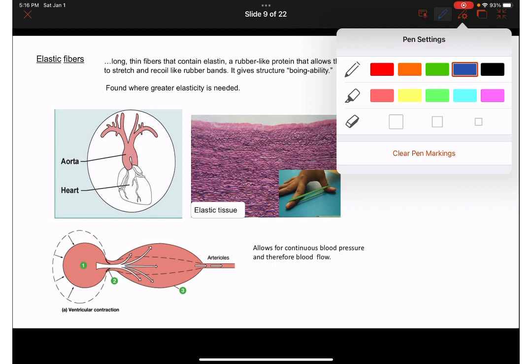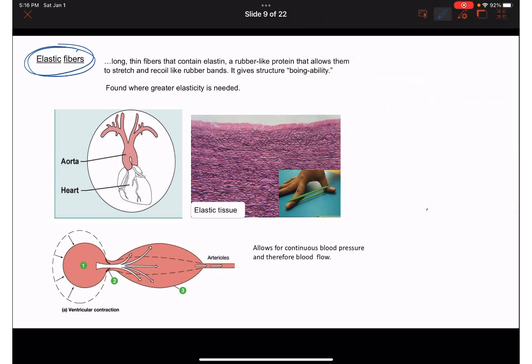Another type of extracellular protein fiber are elastic fibers. And elastic fibers are long, thin fibers that contain elastin. And this is a rubber-like protein. And what that allows these elastic fibers to do is it allows them to not only stretch, but it allows them to recoil. Okay, they act like a rubber band. You can stretch a rubber band, but it will also recoil on itself. And those are two important properties to have.